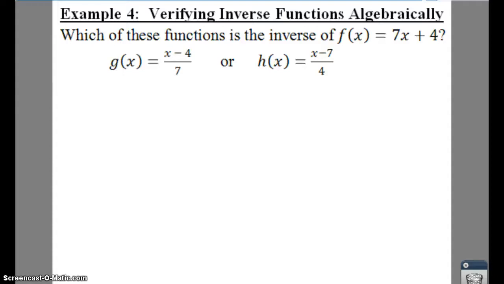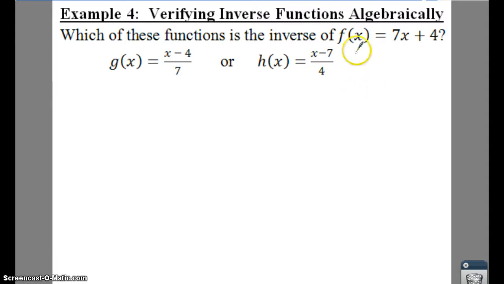So example 4 is very similar to example 3. However, we're going to have to find out which of these functions is the inverse of f of x. Is it going to be g of x or is it going to be h of x? Probably the most realistic thing to do would just be to find the inverse of f of x and then see which one it looks more like.